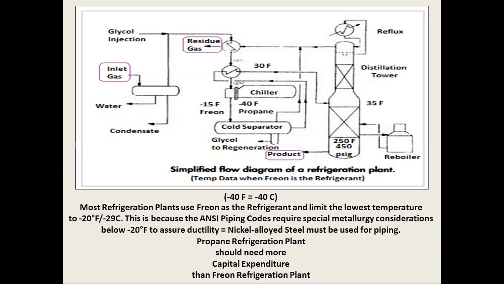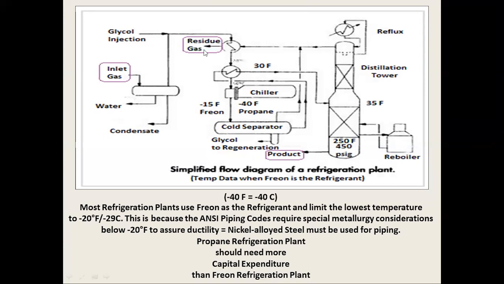Where is the gas? The gas comes here. Here is the separator, as I told you. Here is the condensation. Then here, the separator. The gas goes up, and the liquid enters the distillation tower. The liquid hydrocarbons go to a distillation tower. Okay, and from the bottom we get the product, and from the top we have the separated gases, which will go to the residue gas here from the top of the column.